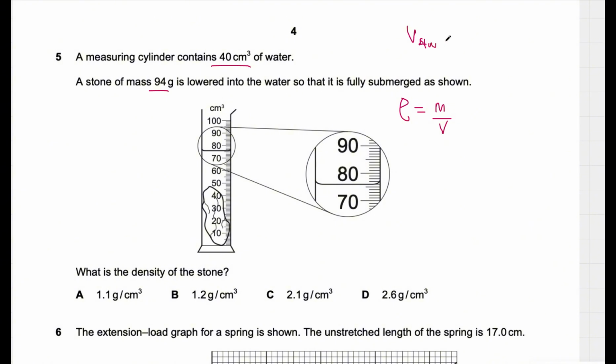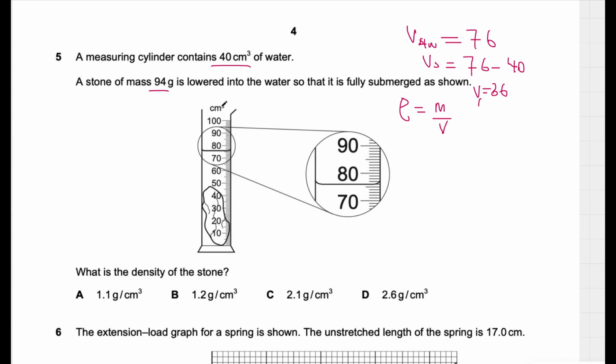is 76. So to find the real volume of stone, we have to find the difference, right? So volume of stone only will be equal to 76 minus 40. 76 minus the volume of water. 76 minus 40, we get 36, right? So we get 36. When we do that, we will now use this 36 as the volume of the stone to calculate the density. V stone equals 36 centimeter cube.